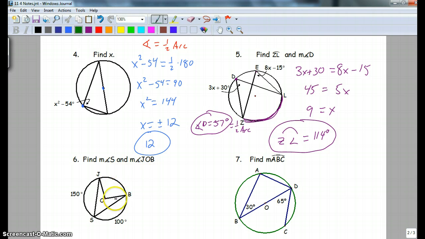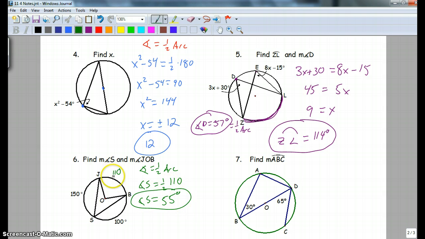Number 6. Now, look at the whole circle. This is 100. This is 150. That leaves, I believe, 110 here for arc JB. So angle S intercepts arc JB. The angle equals 1/2 the arc. So the angle S is 1/2 of 110. Angle S is 55 degrees.